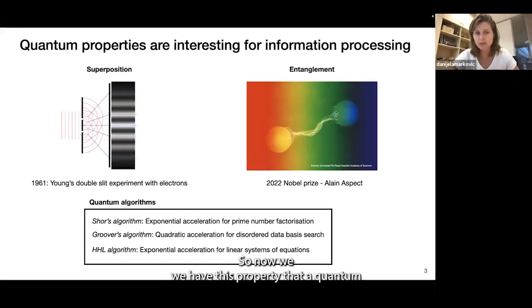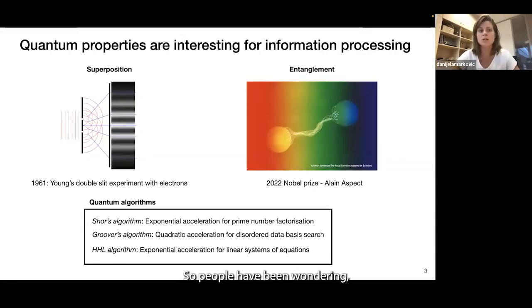Okay, so now we have this property that a quantum particle can take a few different states at the same time. And then there is a very interesting property, which is called quantum entanglement. And as you might know, last year, Alain Aspect obtained a Nobel Prize for his experiments where he observed these very strong quantum correlations that we can't find with classical objects. So what entanglement provides that is interesting for computing is that computing units that are very distant from each other can share information instantaneously.